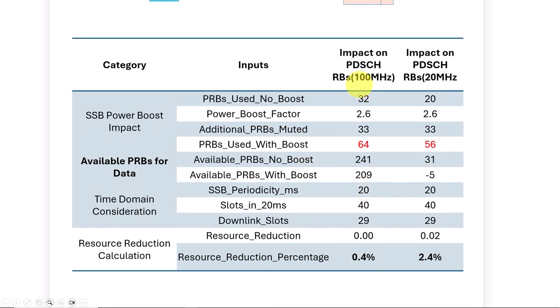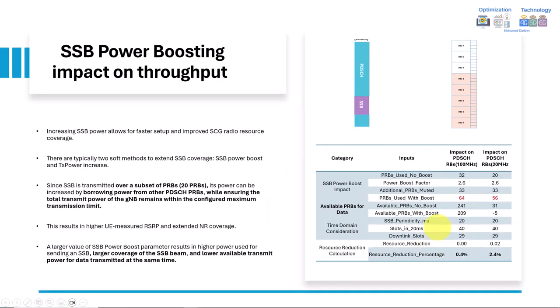So for example, I'm assuming what the impact on PDSCH is when you have 100 megahertz. After doing the calculation, I'm assuming you will have around 0.4% reduction in the resource blocks. This can have an impact of 2% or even more or less on the throughput in general, if you do the comparison in the drive test. And for 20 megahertz, if you have less bandwidth in your network, it will be much higher, because the resources are almost fully utilized and the loss is more comparable to the existing resources. So in this case, it's around 2.4%.